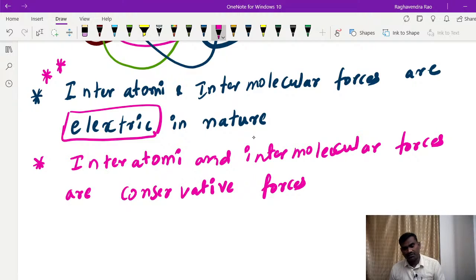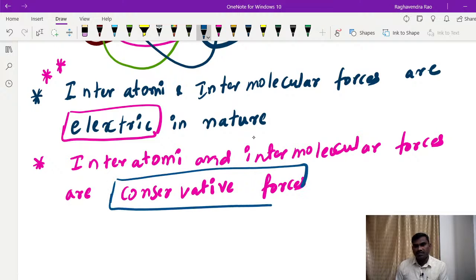You know, if the work done by a force does not depend on the path followed by the body, and depends only on the initial and final positions, then the force is known as a conservative force. Electrostatic force, gravitational force, elastic force or spring force are all conservative forces. Frictional force and viscous force are called non-conservative forces. As interatomic and intermolecular forces are electric forces, and electric forces are conservative forces, we can say interatomic and intermolecular forces are conservative in nature.